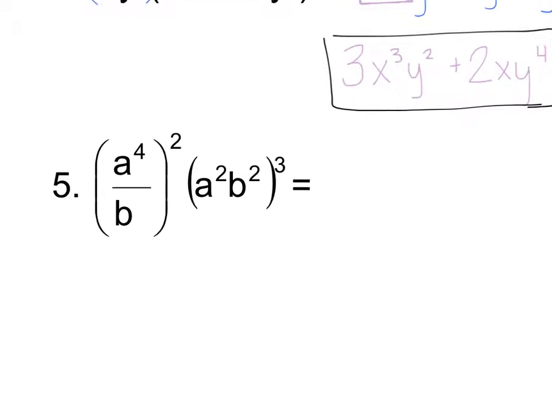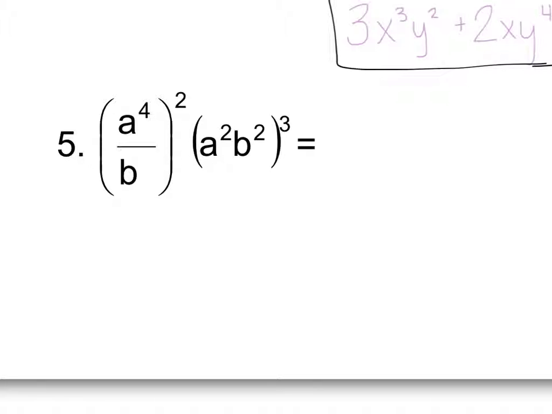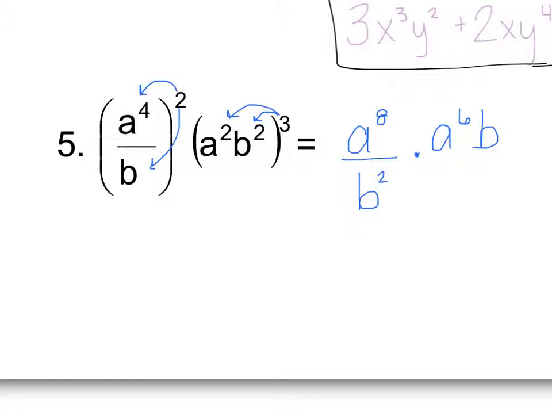Let's do another one with number 5 down there. Okay, with the 2, we're going to distribute it based on law 4 to the top and the bottom. The 3 we will also distribute based on law 3. So that makes on top a to the 8. We multiply those from law 5, and then b squared on the bottom times a to the 6. Multiply again from law, what was that, 5? And then b to the 6 as well from law 5.